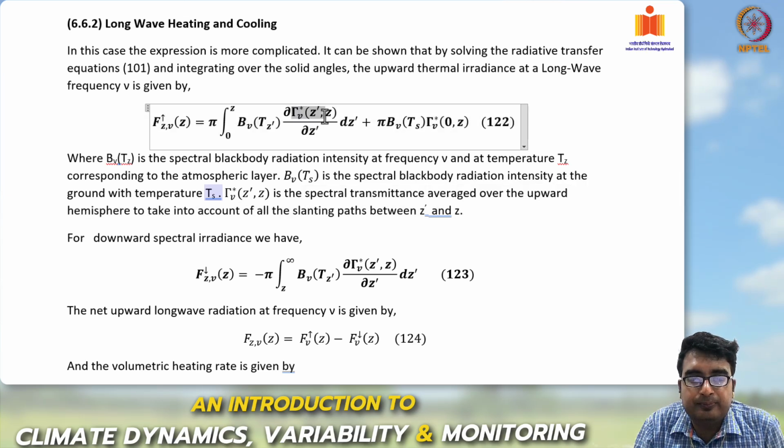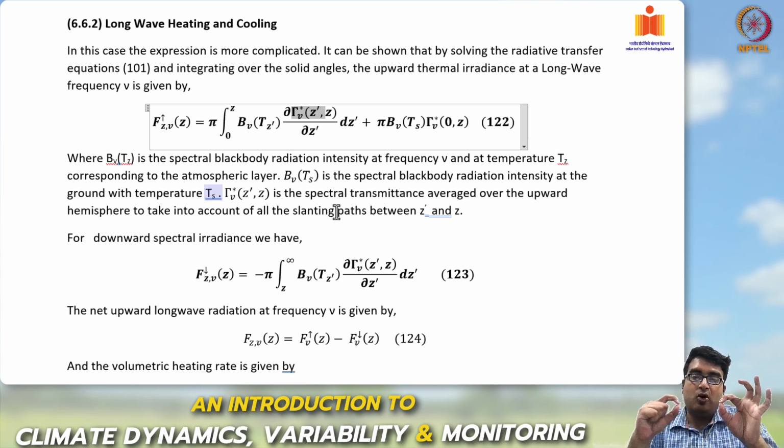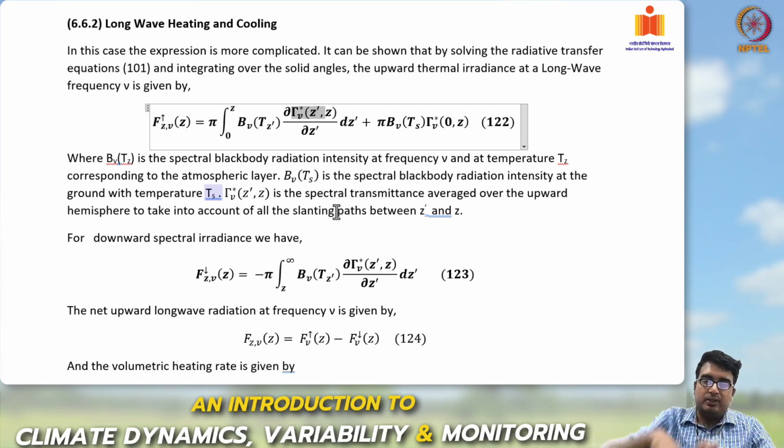This term here, tau nu star z prime and z, is the spectral transmittance averaged over the entire upward hemisphere. So this is not just any direction, it's averaged over the entire upward hemisphere and taking into account all the slanting paths between any altitude z prime to another altitude z, because there are many slanting paths rather than the normal paths.